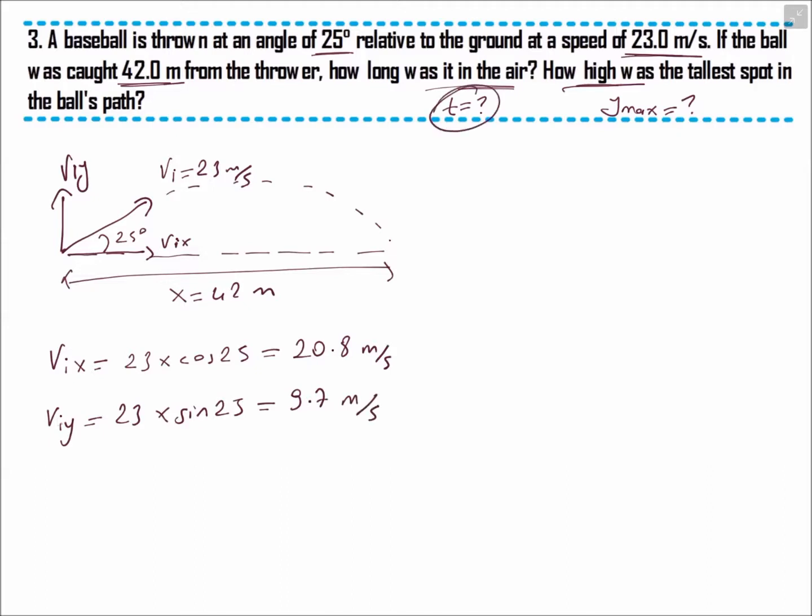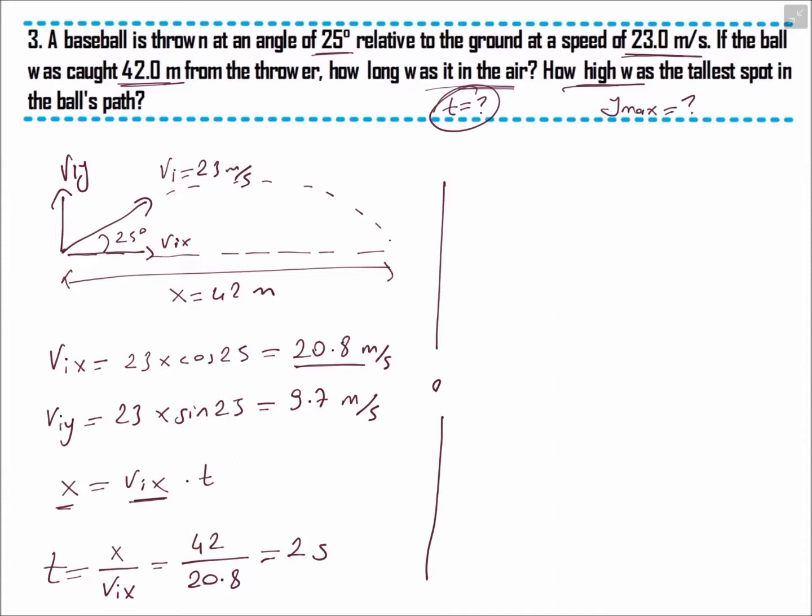So the first question says what's the time? I can calculate the time from this formula: x equals V initial x times t. V initial x is given, x is given, and time is unknown, so I can calculate it. Time equals x over V initial x. X is 42 meters, V initial x is, as we calculated, 20.8, so it will be 2 seconds.